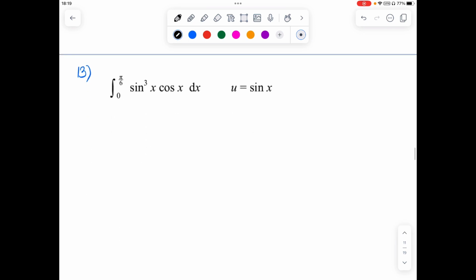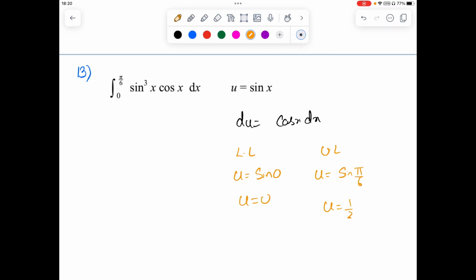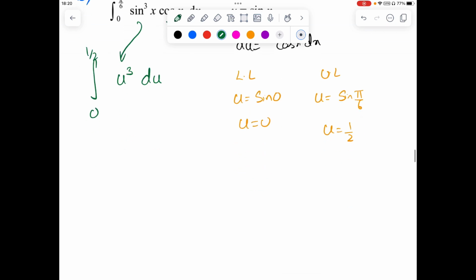Question number 13. Sin cube x, cos x. So u is sin x, so du equals nothing but cos x dx. Change the limits. Lower limit is 0, so u equals sin 0. Sin 0 is nothing but 0. Upper limit, u equals sin pi by 6. Sin pi by 6 is 1 upon 2. So the question now becomes 0 to 1 upon 2. Sin cube x means u cube. Cos x dx is nothing but du.